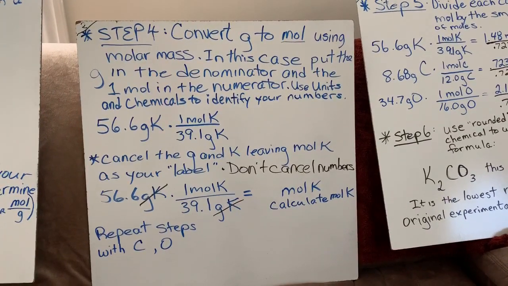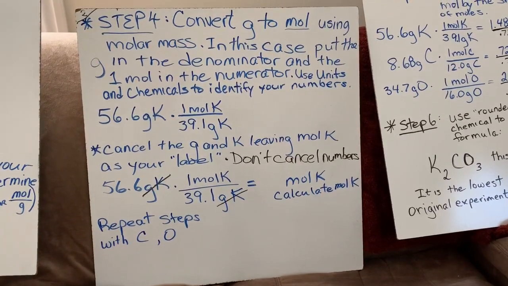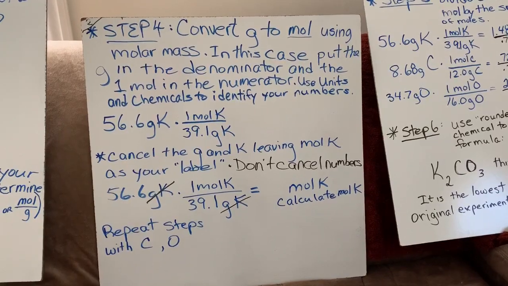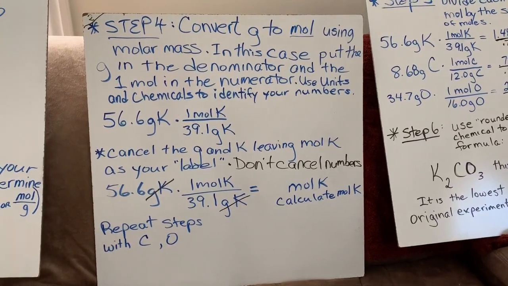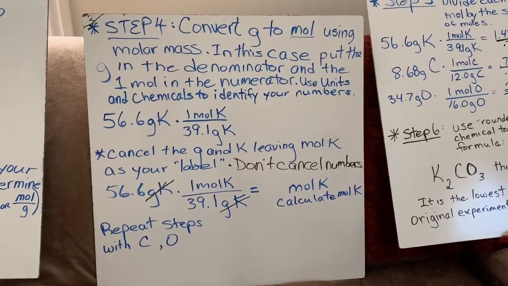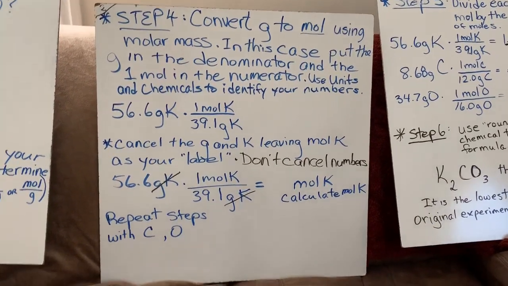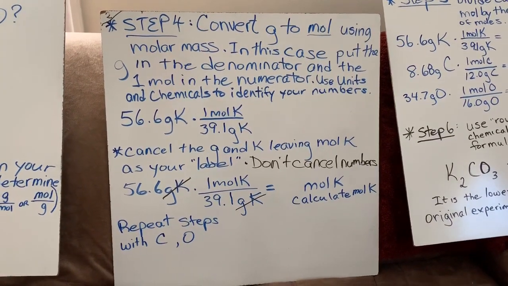Please don't cancel the numbers. So we can see that what we have left is 1 mole potassium, and that's what we're looking for, since we would like to convert the grams to moles to get the lowest mole ratio as our answer for the empirical formula. So you can pause this if you'd like and repeat with steps for carbon and oxygen.